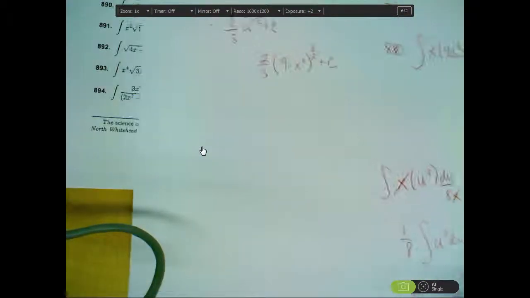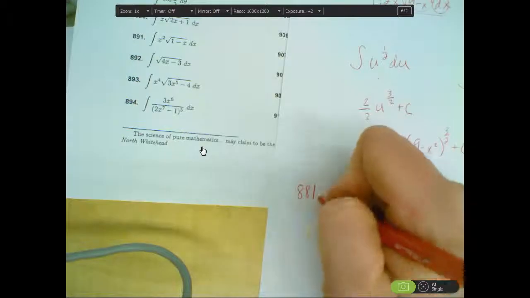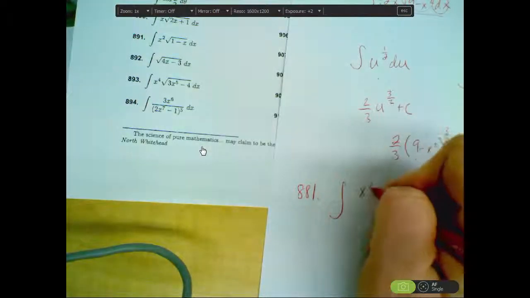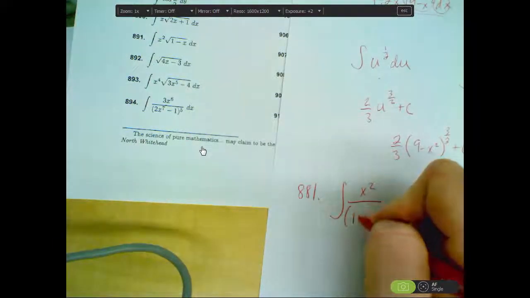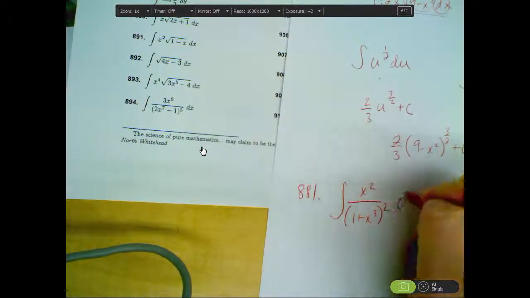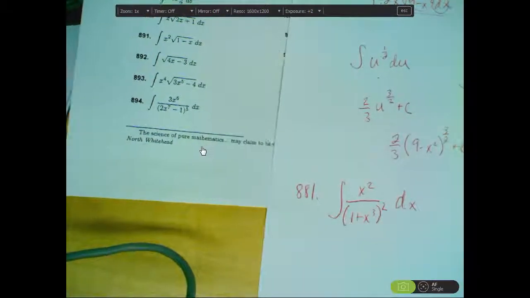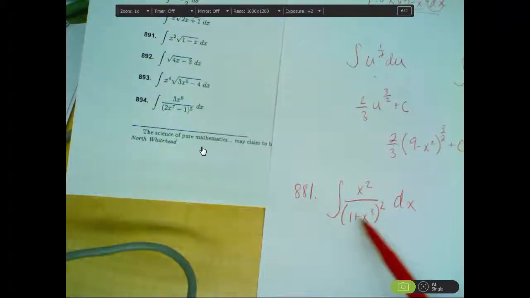Okay, still hard, I know. Let's do another one. 881. The integral x squared over 1 plus x cubed squared dx. Again, what am I going to make u? Am I going to make it this? Am I going to make it this?